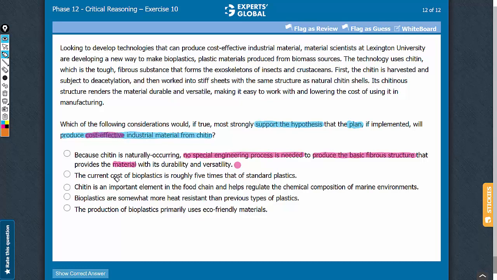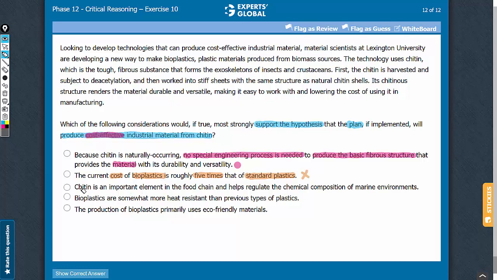Answer choice B. This answer choice talks about cost factor too, but it says that the current cost of bioplastics is roughly 5 times that of standard plastics. If this is so, it indicates that for any cost-effective measure, the measure has to drastically bring down the cost in order to lower the costs of bioplastics in comparison to the standard plastics. In other words, this answer choice indicates that it may be very challenging to bring down the cost of bioplastics even with the new technology. So this answer choice weakens rather than strengthens the conclusion. So let's eliminate this answer choice.